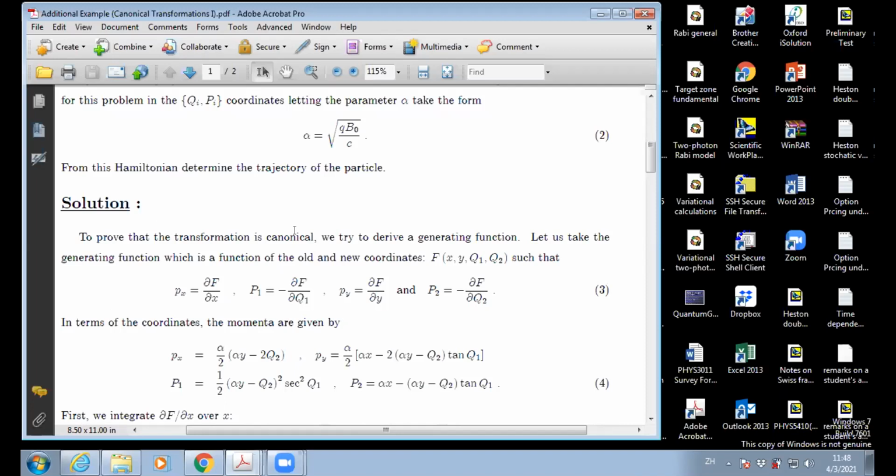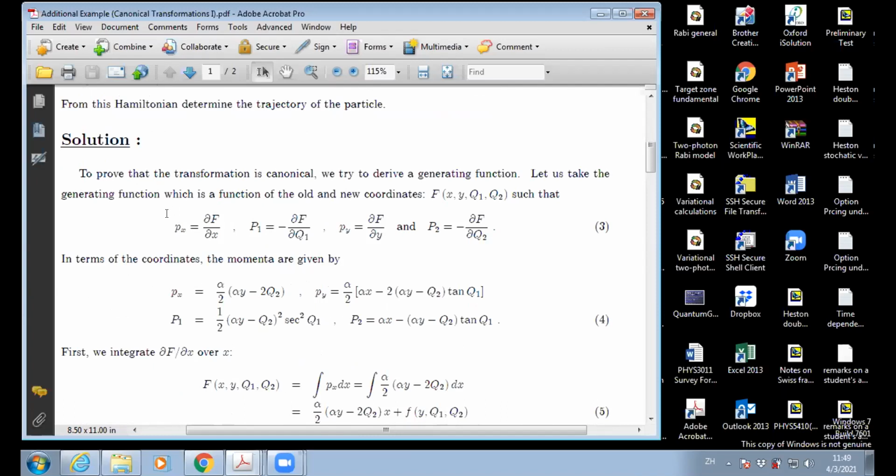So to prove that the transformation is canonical, we try to derive a generating function. Now let us work on deriving a generating function of the first type, which is a function of the old and new coordinates. So the momentum p_x, small px, is equal to ∂F/∂x, ∂F/∂x.